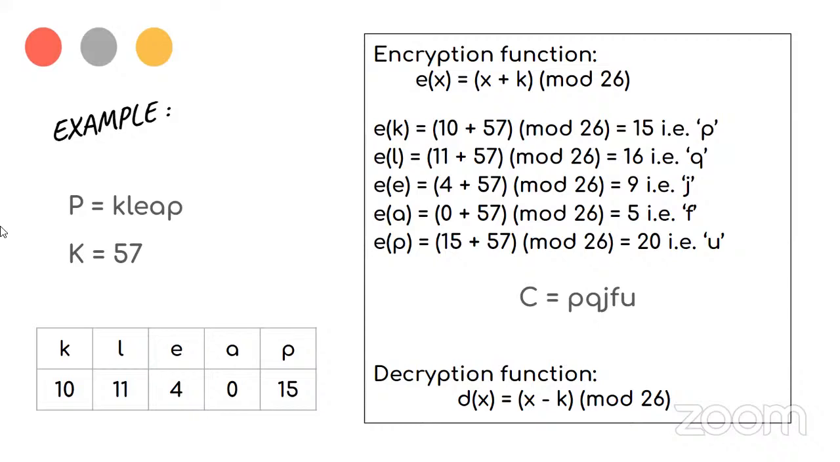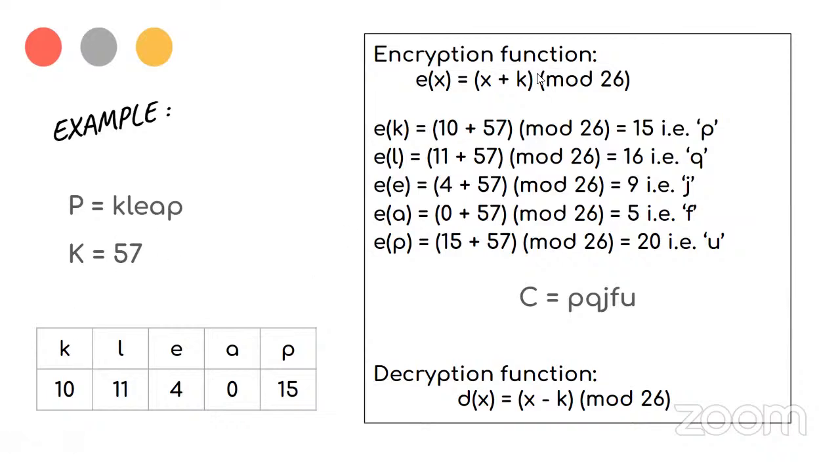So I have taken the plain text as sleep, and the key over here is 57. I'll talk about how we can encrypt it. We take the value of each letter. If we are considering the alphabet, S stands at number 18, K... the value of the first letter is 10. So we take the value 10. For L, it's 11. For E, it's 4. For A, it's 0. For P, it's 15.